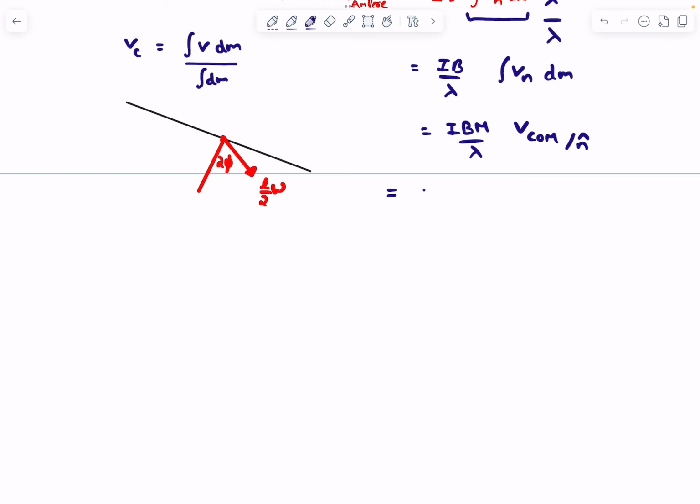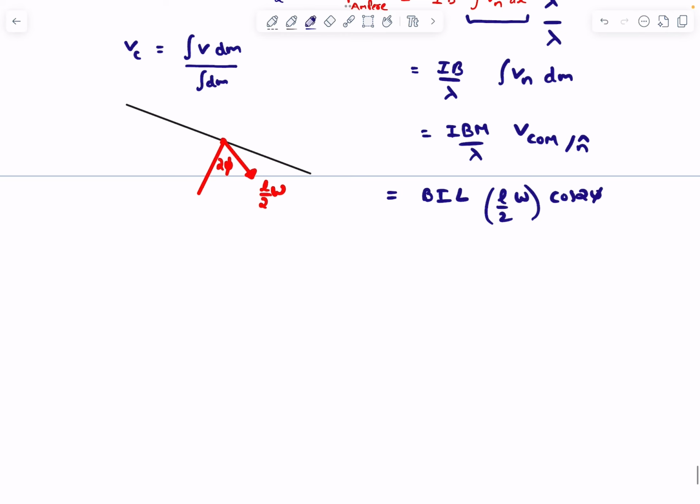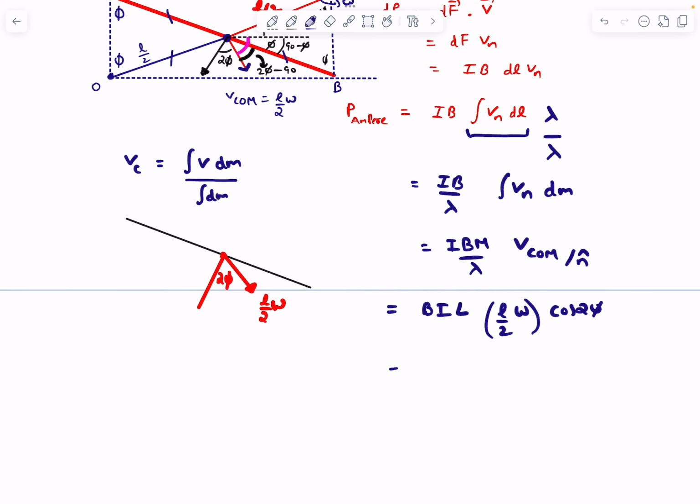So we can just write lambda as mass per unit length. So this will become BIL. And the normal component of the velocity of the center of mass will be L by 2 omega, and the cos component, right? So this component is going to be the cos component of L by 2 omega. Now we can just substitute back the value of omega that we determined earlier.